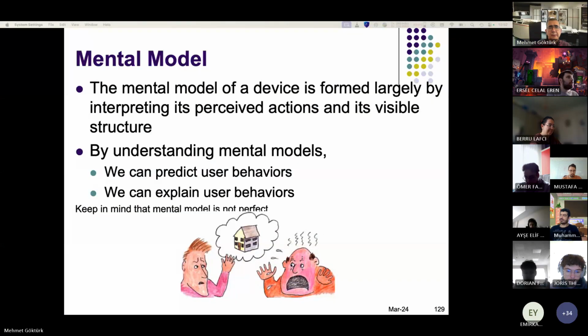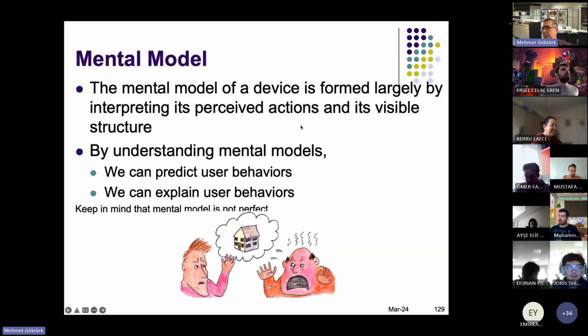I think it's done. I have connected my second monitor without the tablet. So by understanding the mental models, we can predict user behaviors. We can explain user behaviors, and we can understand errors. Why did the user make this error? We can understand.